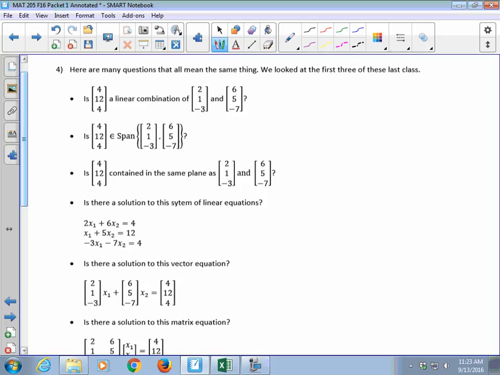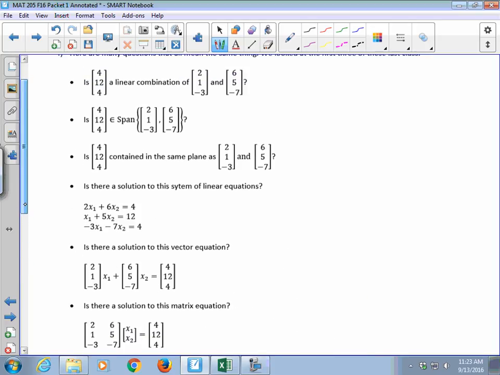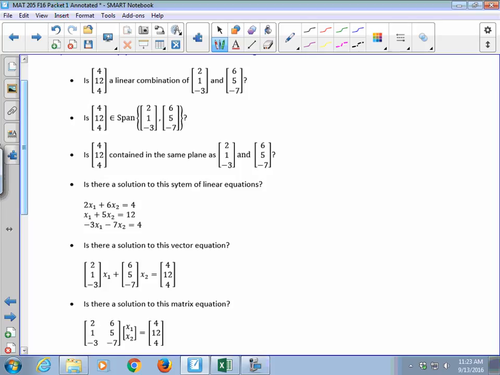So asking if 4, 12, 4 is a linear combination is the same thing as asking, is it one of the many linear combinations possible? And then there's a geometric way of asking the question: is 4, 12, 4 in the same plane as 2, 1, negative 3, and 6, 5, negative 7, if we're thinking about R3, 3D space. Another way of asking this same question is: is there a solution to this system of linear equations? Is there a solution to this vector equation? Is there a solution to this matrix equation? These are all the same question as the first three.